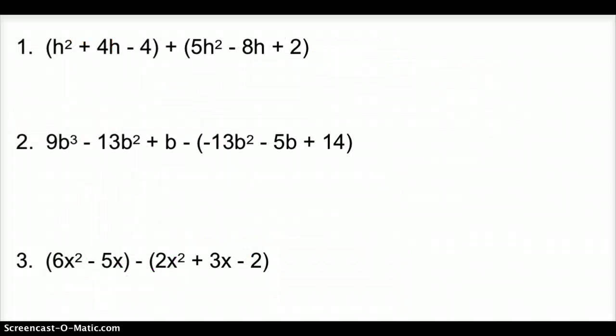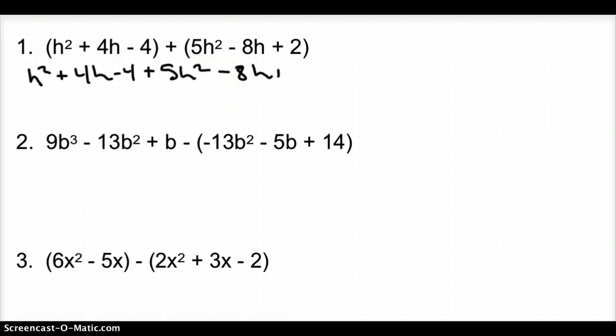So let's try some examples here. Starting with 1, the very first thing, remember the very first thing I want you to do is to rewrite it without the parentheses. So we have, and I'm going to switch my pen, h squared plus 4h minus 4 plus now 5h squared minus 8h plus 2. Alright, I just took everything out of the parentheses because that was a plus. So now let's go ahead and combine like terms. I'm going to start with h squared. I have 1h squared there. I have some more h squareds here. Is that how many h squareds I have? Yes, it is. So it's plus, and so it's 6h squared.